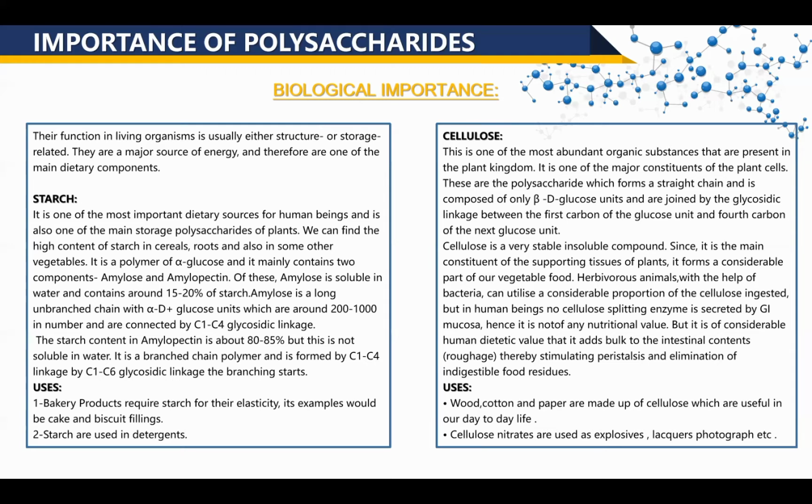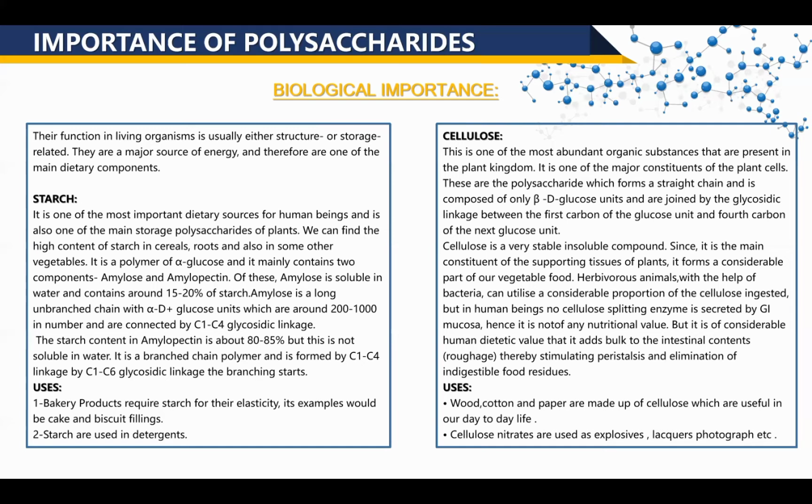Since it is the main constituent of the supporting tissues of plants, it forms a considerable part of our vegetable food. Herbivorous animals with the help of bacteria can utilize a considerable proportion of the cellulose ingested, but in human beings, no cellulose splitting enzyme is secreted by the GI mucosa. Hence, it is not of any nutritional value, but it is of considerable dietary value in that it adds bulk to the intestinal content, thereby stimulating peristalsis and elimination of indigestible food residues.